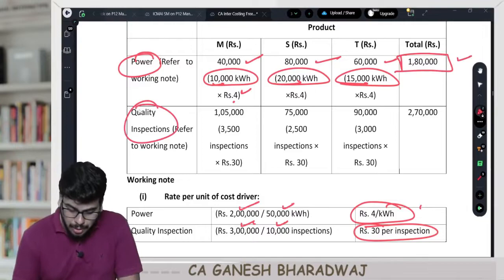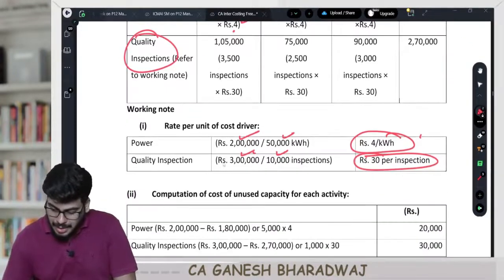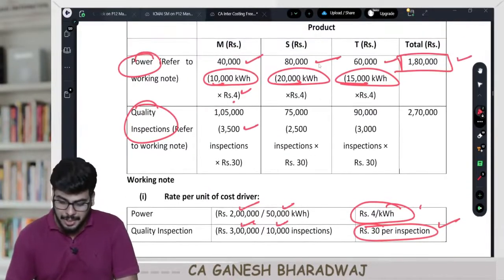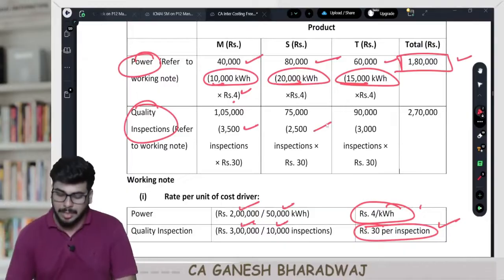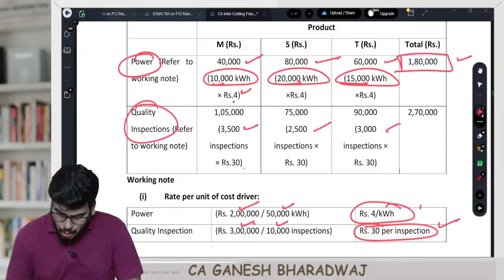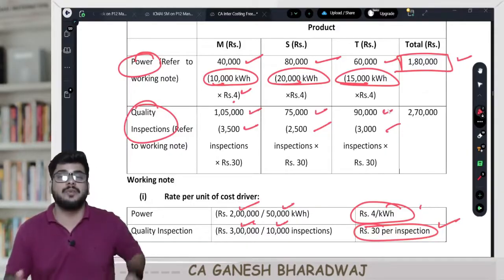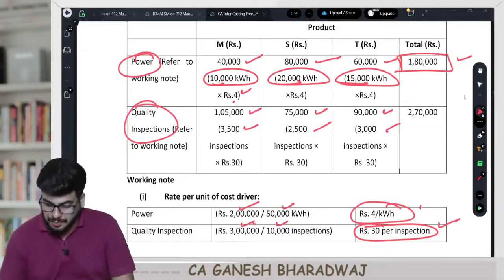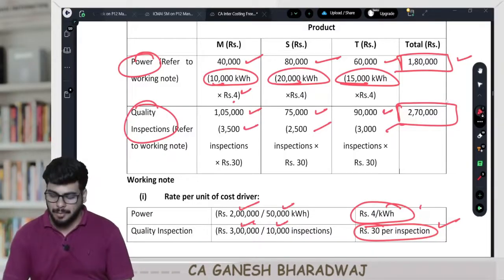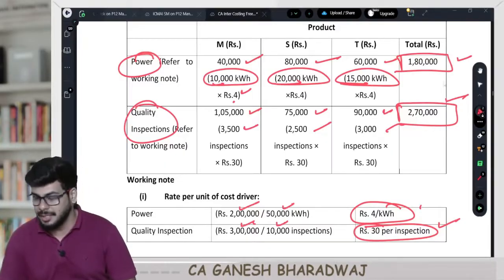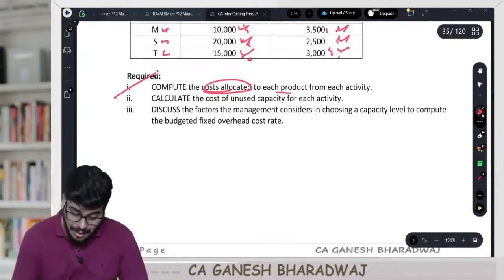Similarly for QC, the quality control, how much is that going to be? 30 rupees per inspection. Now product wise, they have given us that 3,500 inspections were carried out for product M, 2,500 for S and 3,000 for T. Multiply the respective inspections with the 30 rupee cost driver rate. You will arrive at the product wise share of quality inspection cost. If you add up, you get the overheads absorbed to the extent of 2,70,000 using the concept of ABC. Clear with this, guys? This is what they've asked in the first part of the question.